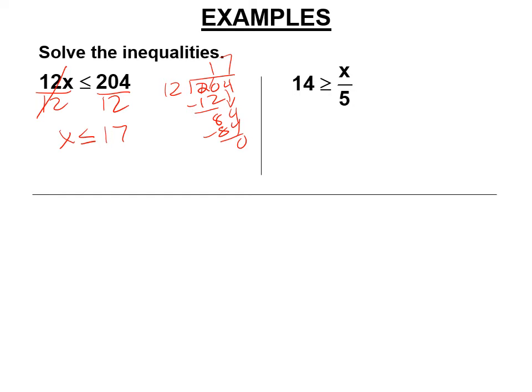X is being divided by 5, so we're multiplying both sides by 5. We're going to leave the inequality symbol the way it is. 5 times 4 is 20. 70 is greater than or equal to x.